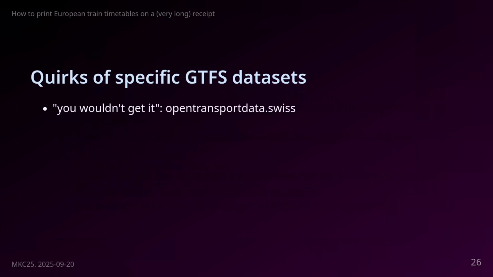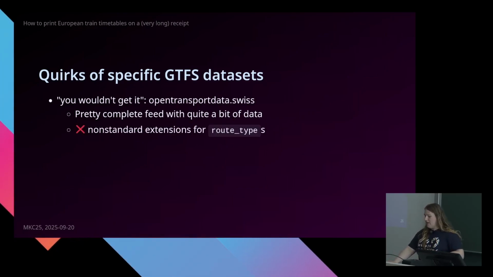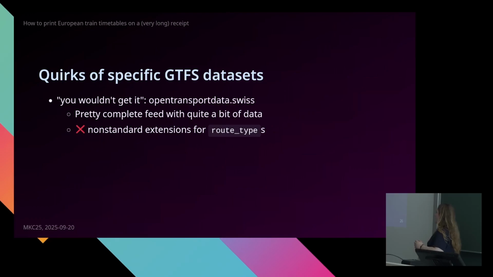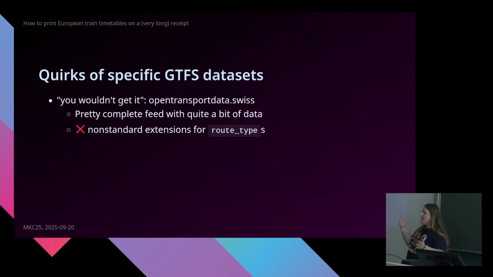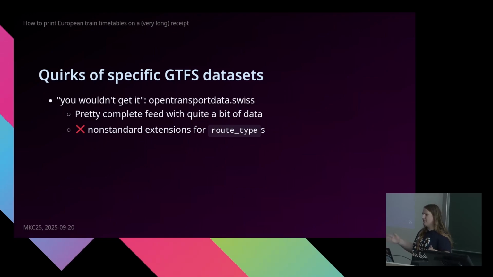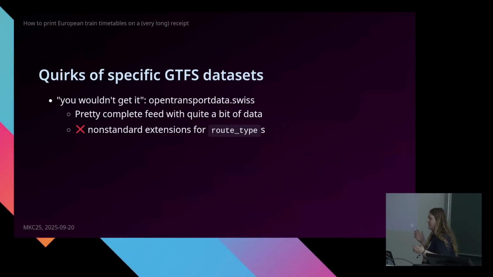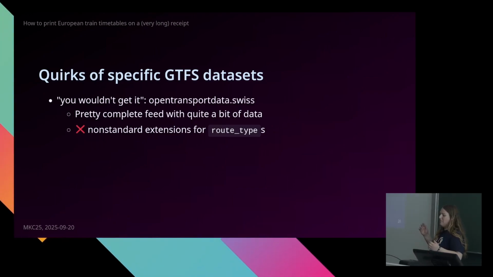Then there's Swiss data, which is a pretty complete feed, pretty standard. Lots of fields being filled. The route types they used are not standard. This means basically there's an enum in the spec, which is a number that goes from 0 to, I think the maximum is around 20-ish. Might have changed since I last checked. But it basically describes the type of transit it is.